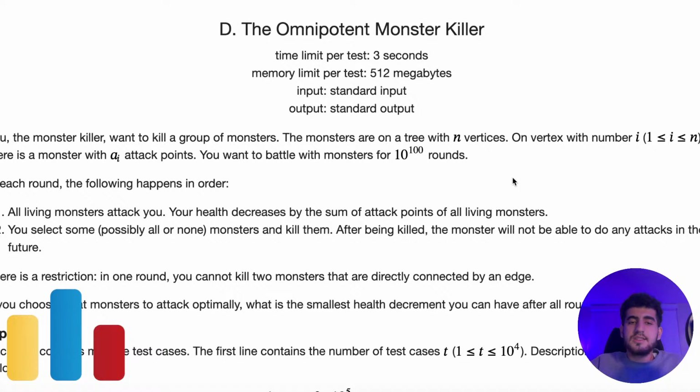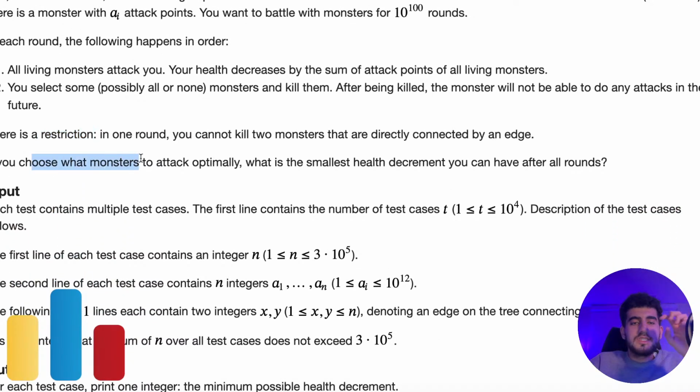And then you can select some of the monsters and kill them. And after being killed, the monster will never be able to do any attacks in the future. It just has a restriction that in each round you cannot kill two monsters that are adjacent in your tree, that are connected by an edge in the tree, at the same time. And if you choose these monsters optimally, what is the smallest health decrement you can have after all rounds?